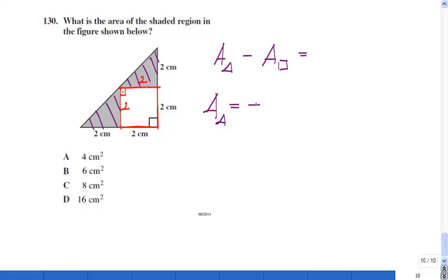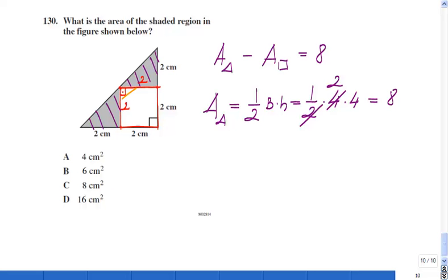What is the area of a triangle? You remember the area of a triangle is given by 1/2 of your base times height. For a right triangle, the area is given by half the product of its legs, its shorter sides, which in this case are of length 4. So it'll be 1/2 times 4 times 4, which equals 8. So the area of the original triangle is 8 square centimeters.